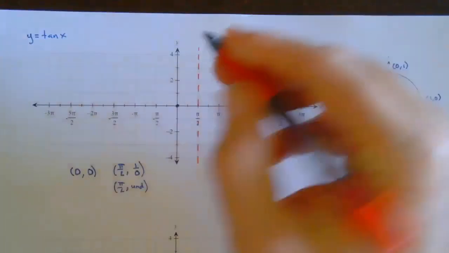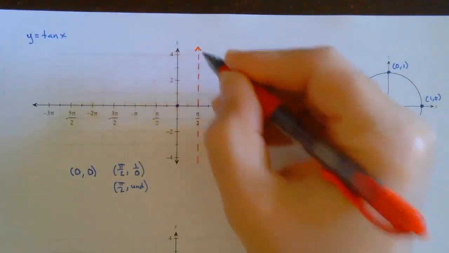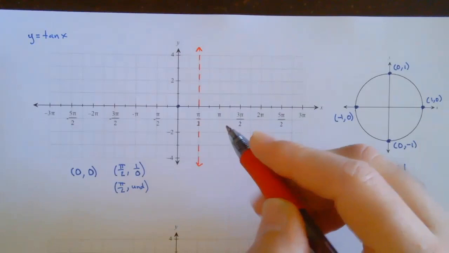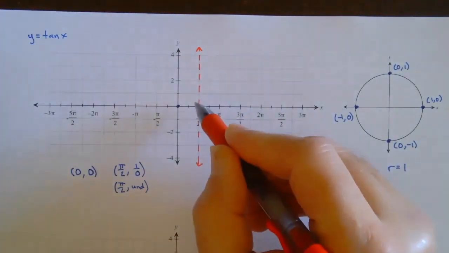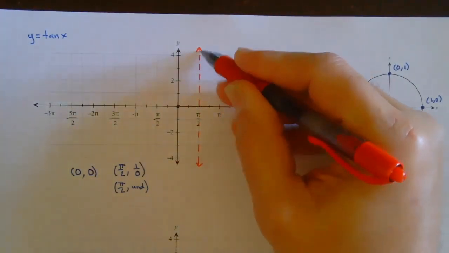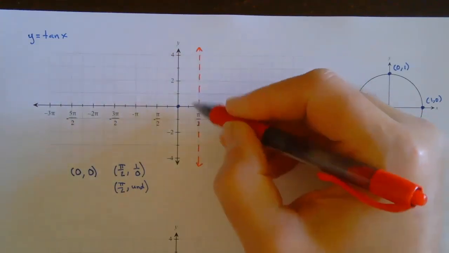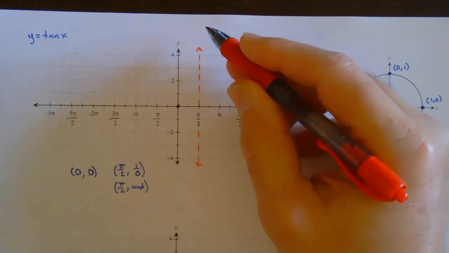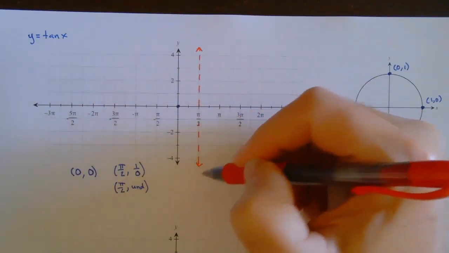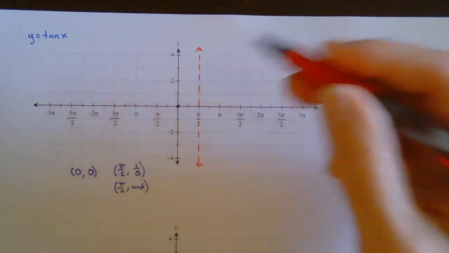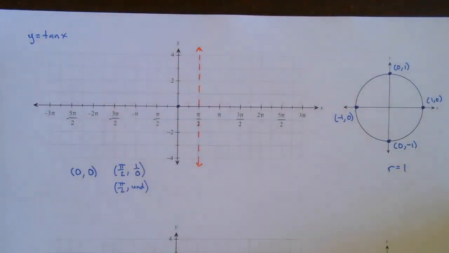Now, back to when we learned about graphing rational functions, right? What happens when you get close to these vertical asymptotes? They're either going to shoot up to infinity or they're going to shoot down to negative infinity, right? They're going to go really fast up, or really fast down. We'll talk about which one it is in just a little bit.